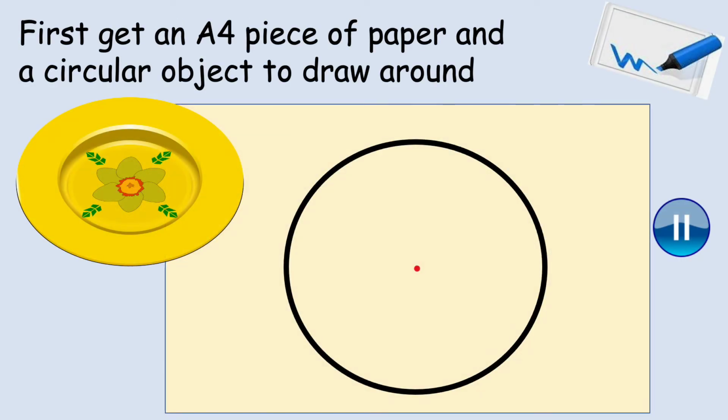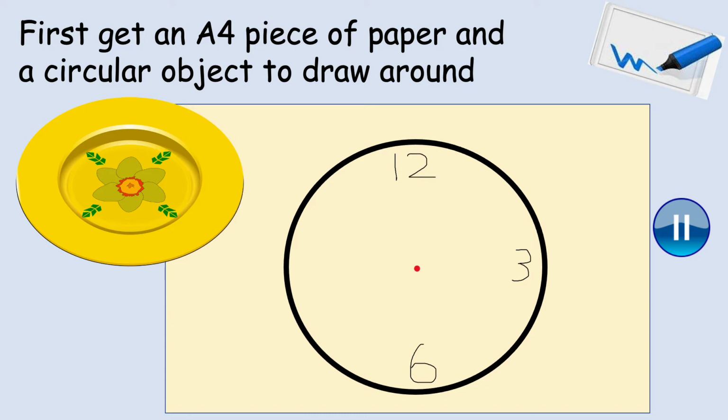First of all, I would like you to get an A4 piece of paper and a circular object, perhaps like a plate like I've got, to draw around. Once you've drawn around your plate, can you write the number 12 at the very top, please? And then at the bottom, write number 6. So we've got the 12 and the 6. If we were to fold that piece of paper in half, we would get the accurate halfway of the circle. So that might help you.